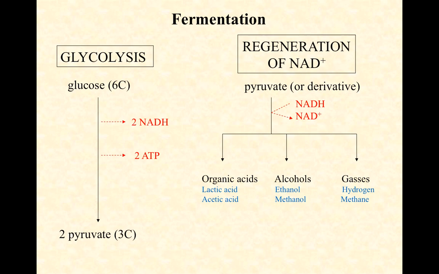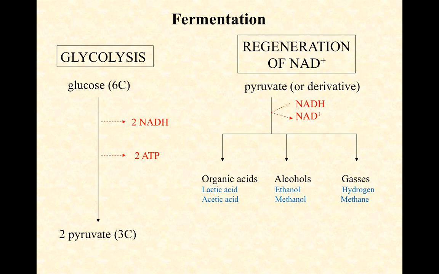2 ATPs per glucose. Now, when we dump those electrons into pyruvate, depending on the species, we can get organic acids like lactic acid or acetic acid. We can get alcohols like ethanol and methanol, or we can get gases like hydrogen and methane, or in some cases, some species will produce combinations of these. Maybe some acids and alcohols, maybe a mixture of acids, maybe gases plus acids or gases plus alcohols, and so on.